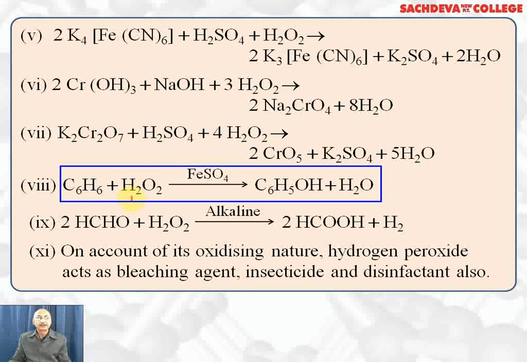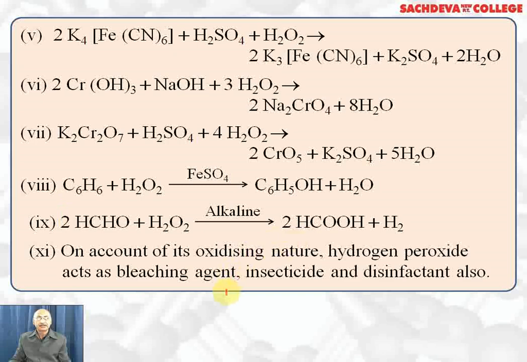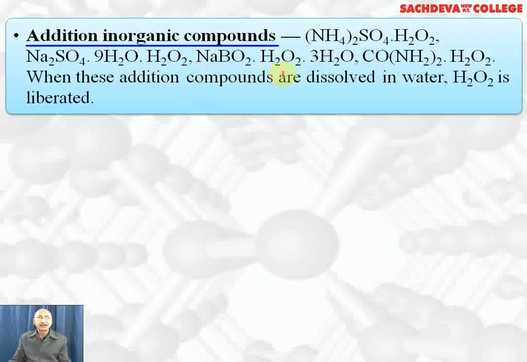Benzene, when treated with Fenton's reagent, H2O2 and FeSO4, gives phenol plus water. Formaldehyde can easily get oxidized by hydrogen peroxide in alkaline medium to form formic acid, and hydrogen is liberated. On account of its oxidizing nature, hydrogen peroxide acts as a bleaching agent, insecticide, and disinfectant also. It also forms addition inorganic compounds, that is coordination compounds.